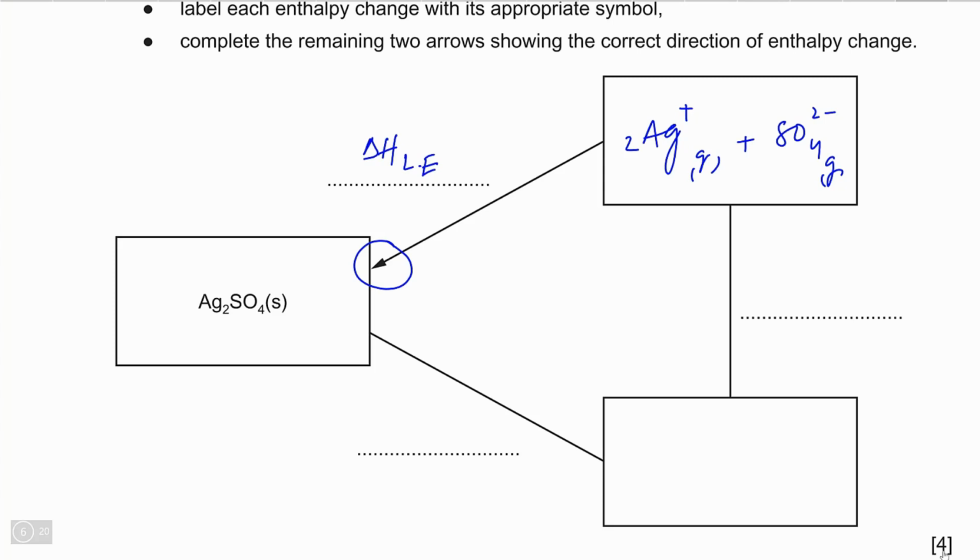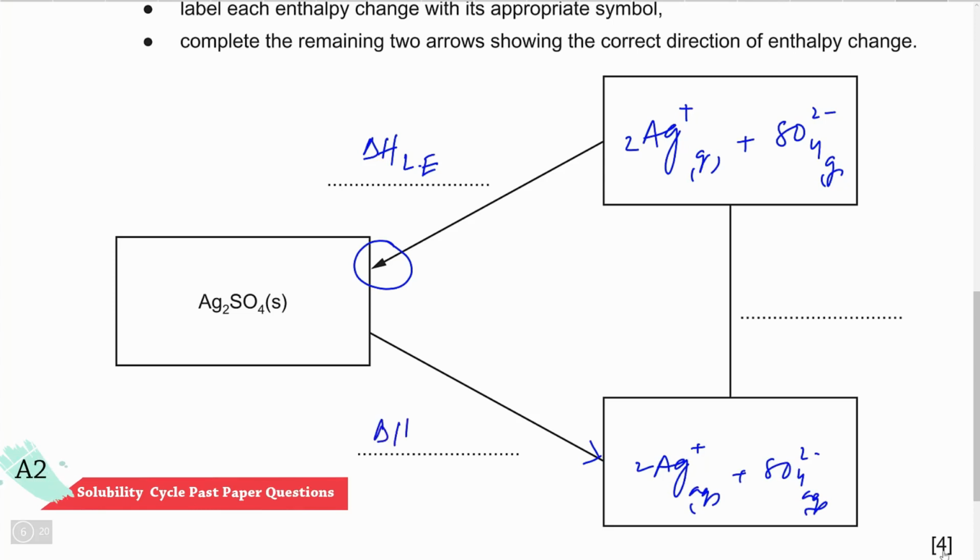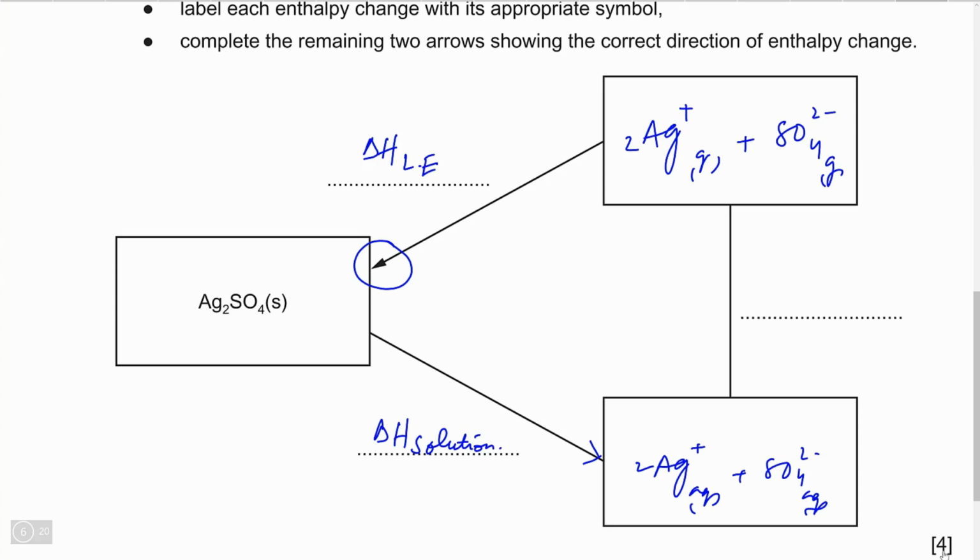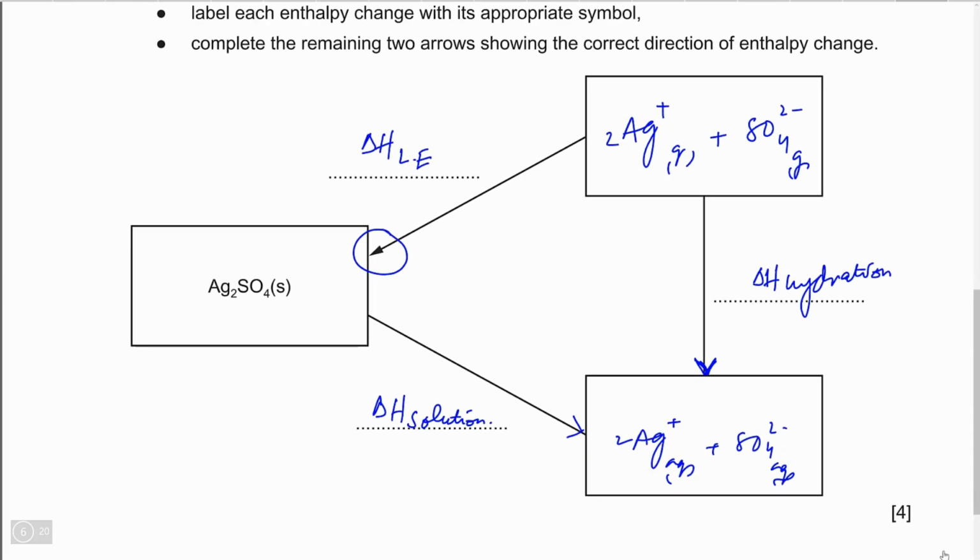As far as the solubility cycle is concerned, this compound is dissolved in water. When it is added into the water, it makes aqueous ions, and this enthalpy is known as the enthalpy of solution. For the last one, according to the enthalpy cycle for solubility, we convert the gaseous ions into aqueous ions. This is known as the enthalpy of hydration, and the arrow will be from gaseous to aqueous. That was a question of 4 marks.